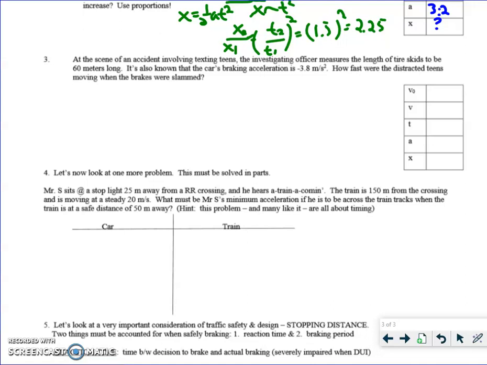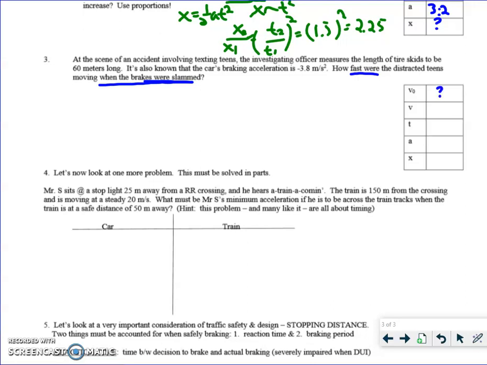So what are we looking for? How fast? So that's a speed. Were the teens going when the brakes were slammed? Okay, so you've got to interpret that. Is that the beginning of the event or the end of the event? If nothing's happening until we slam on the brakes, that's the beginning. So we're looking for initial speed.